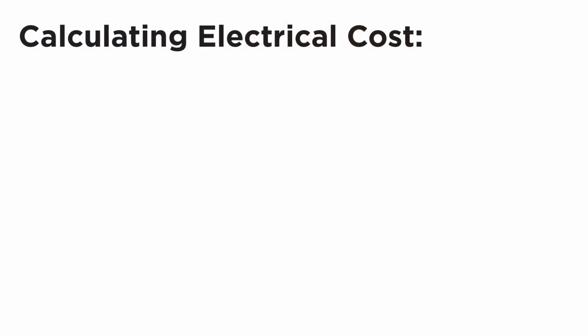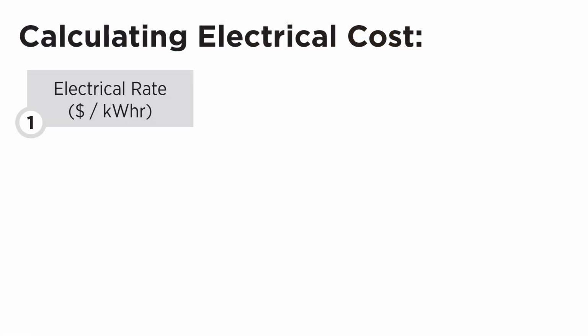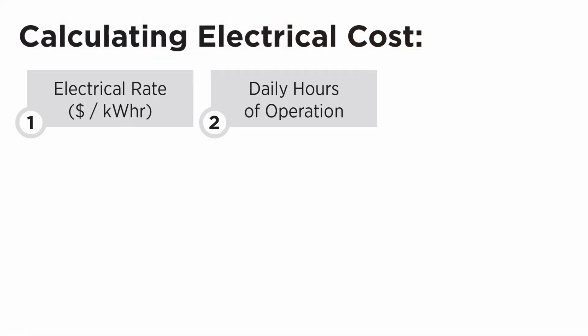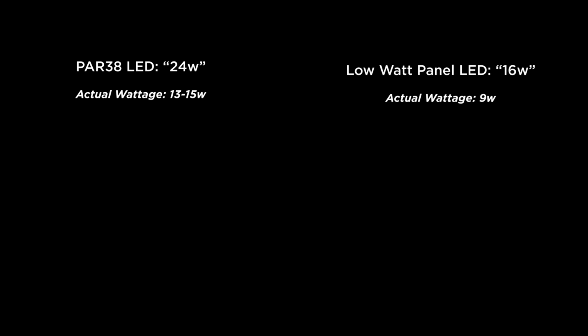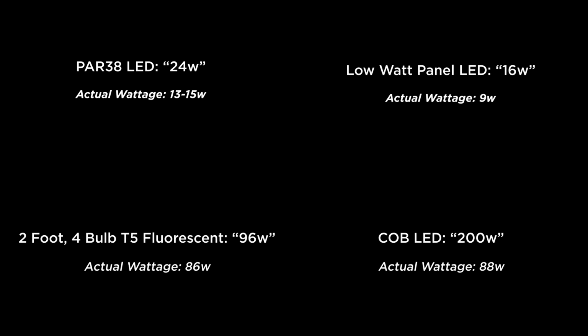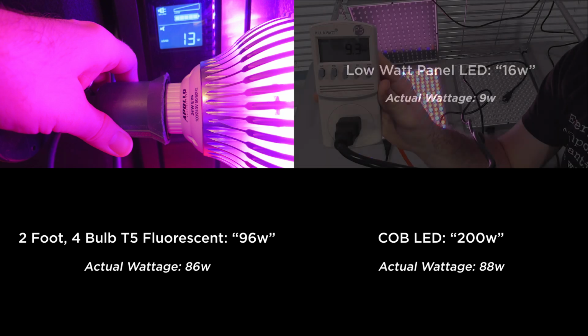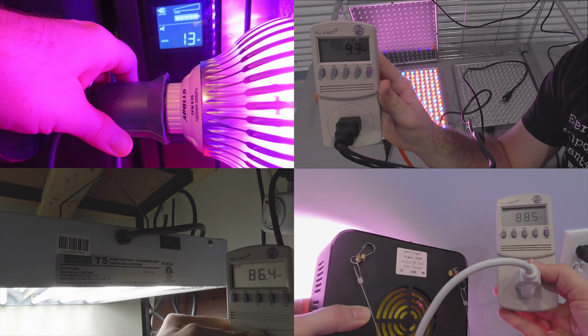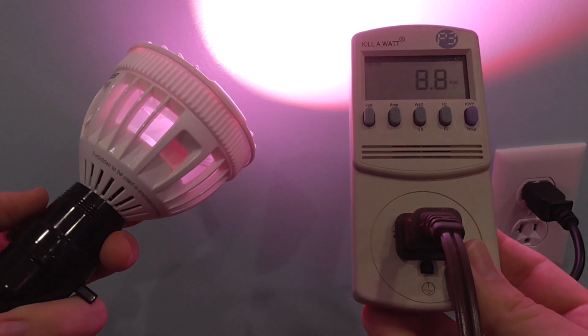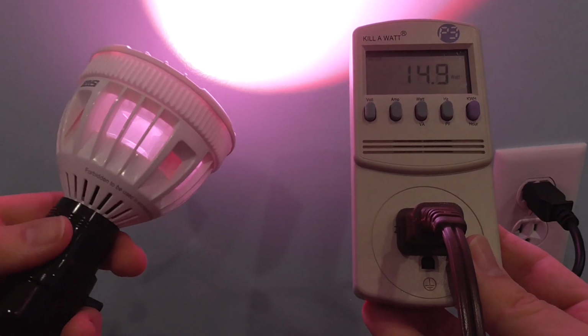Now, in order to calculate the cost of using a light, there are three important parameters that we must know: your cost of electricity per kilowatt hour, the hours of operation, and the exact wattage consumption of the light you are using. Never assume you have been provided reliable wattage stats. Some LEDs are right on, and some are way off. Even fluorescent lights can state inaccurate power draws. I advise using a kilowatt meter if you want to test it for yourself.